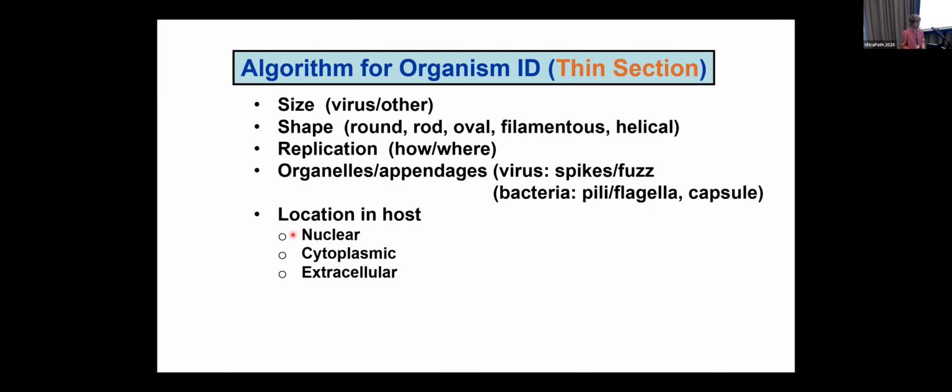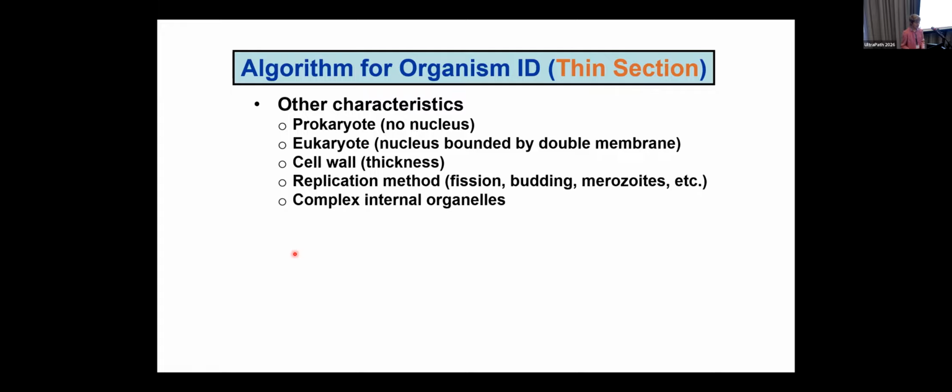Is it in the nucleus? Is it in the cytoplasm? Or is it outside the cell? Other things that you can pay attention to in thin sectioning that you can't see by negative staining include, is it a prokaryote? That is to say, does it have no nucleus? Is it a eukaryote? Does it have a nucleus bound by a double membrane?